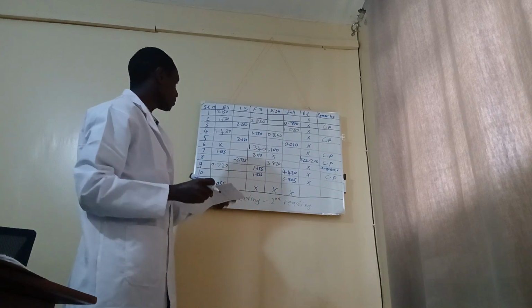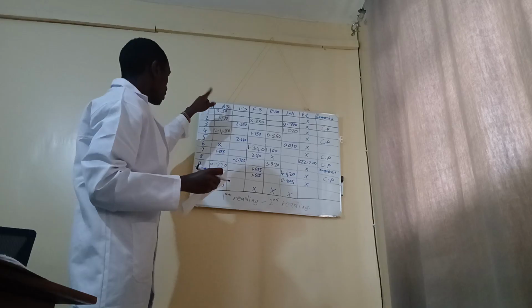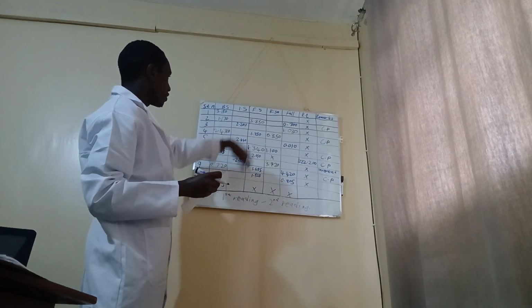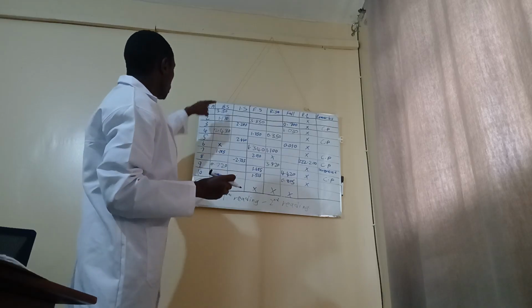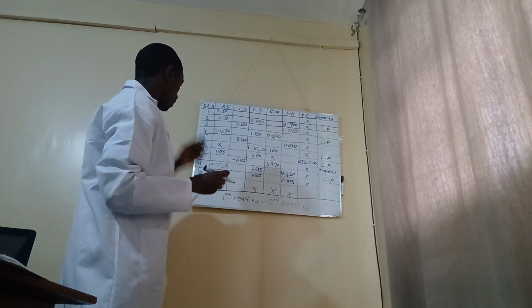0.720. So we have our values for the far side. For the far side, we have our values. For the back side, we don't have one value.